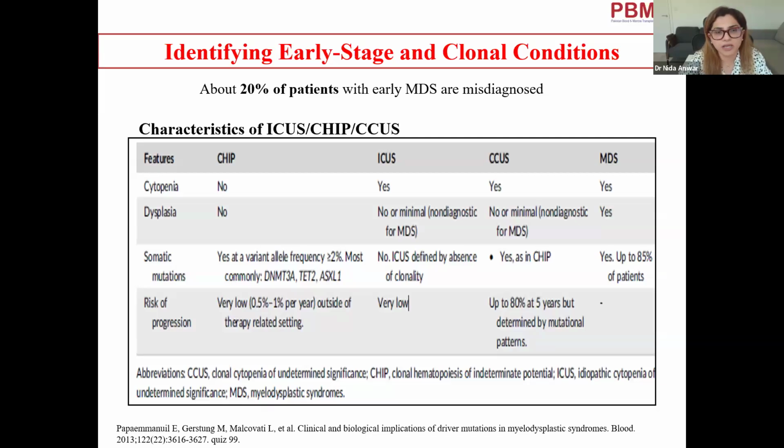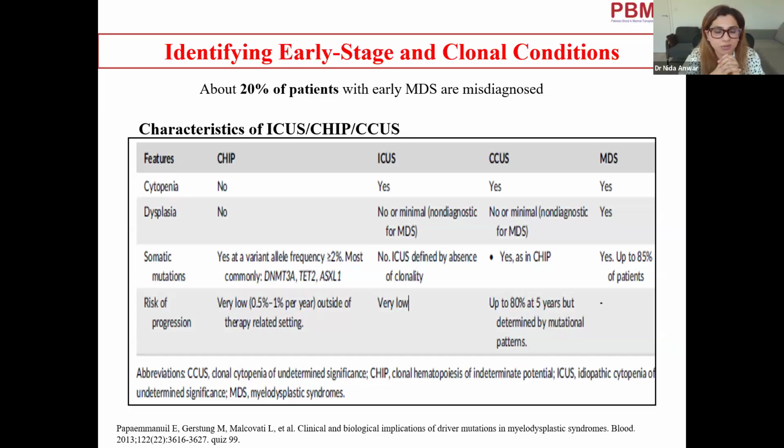About 20% of the patients with MDS are misdiagnosed. So it is very important to identify MDS at an early stage and rule out the clonal conditions. And there's the newer concept of ICUS, CICUS, and CHIP. In general, all three categories do not have any robust morphological evidence of dysplasia, thus not qualifying them as MDS per se.